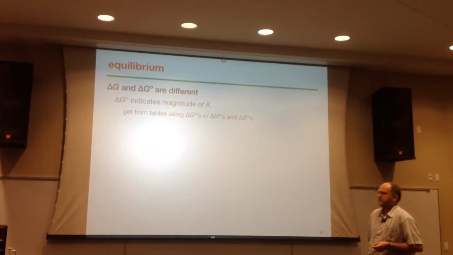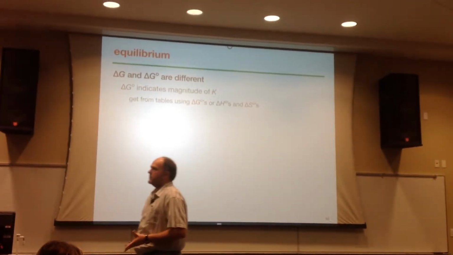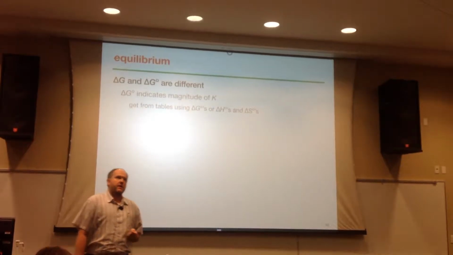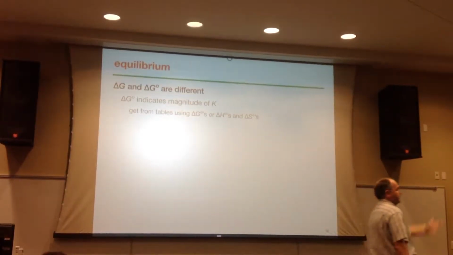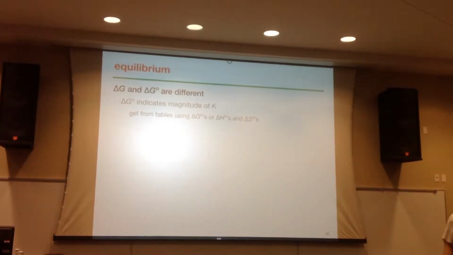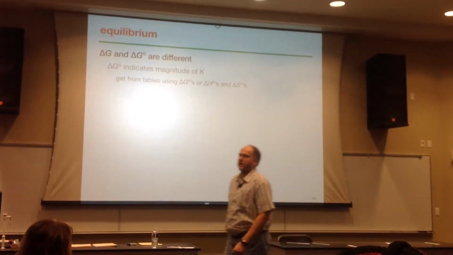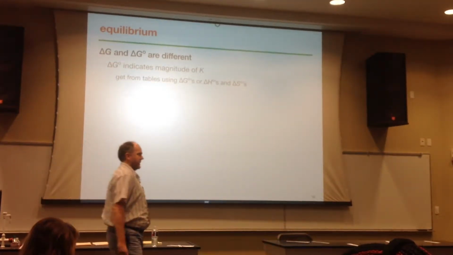of the equilibrium constant. Okay? We can get this from tables using the formation Gibbs free energies, or we can even use delta H's and delta S's in effectively the same way that we calculated delta S and delta H about a week ago. We can do the same type of calculations, summing over the reactants, summing over the products, and taking the difference between the product state and the reactant state.